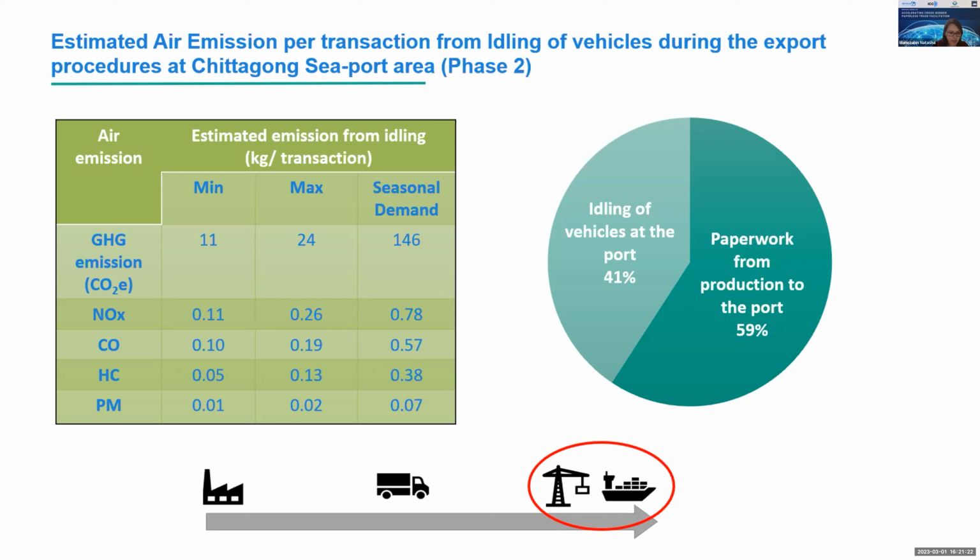If we add this up with the emission from the production to the port that we just saw a few slides back, it accounts for 41% of the total greenhouse gas emission per export transaction. And on top, there are the criteria air contaminants, which are very important environmental aspects for the maritime sector. These are contaminants such as carbon monoxide, hydrocarbons, and particulate matters. These criteria air contaminants are also being emitted from the idling of the vehicles.